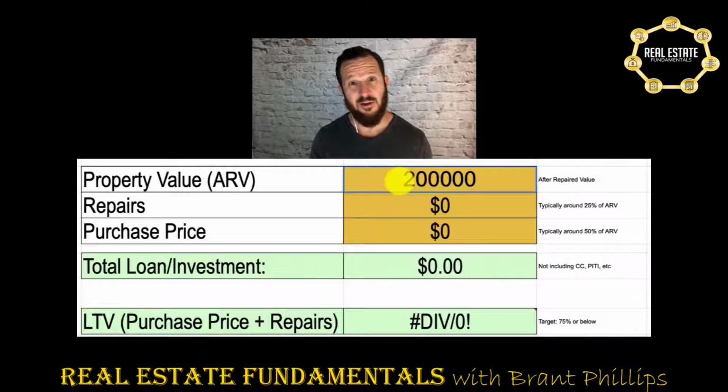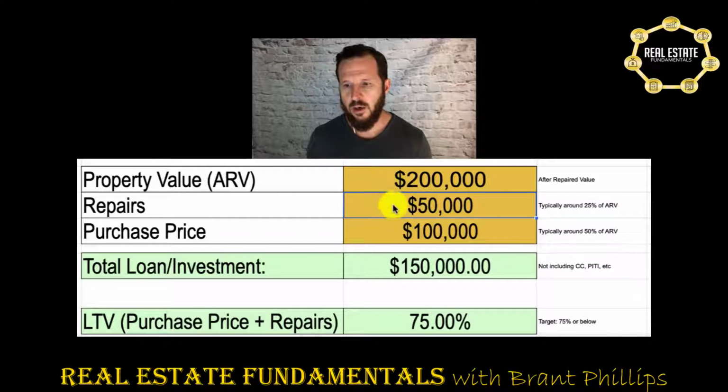When I got started 15 years ago, I would almost always put around $100,000, but things have changed, haven't they, in the real estate world? So when I input $200,000 there, you'll see that $50,000 inputs in for repairs. Why is that?